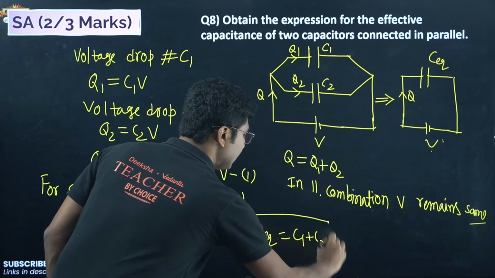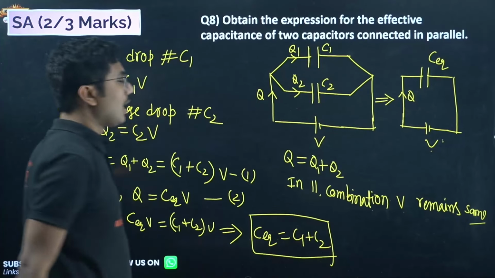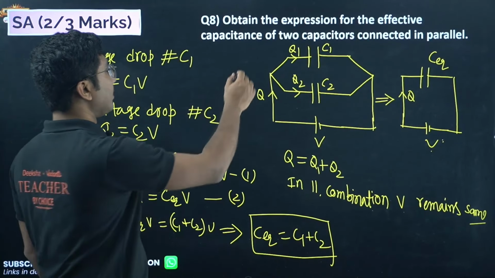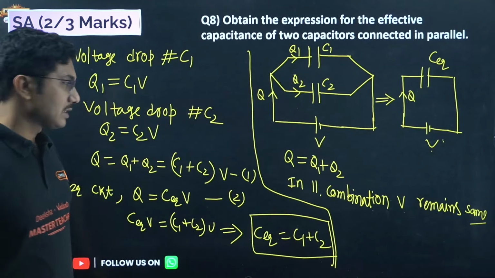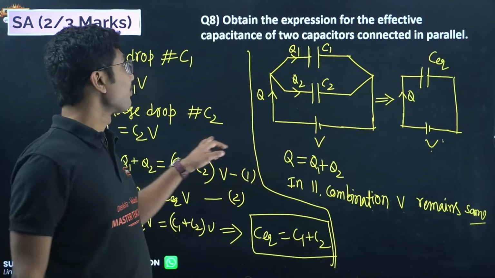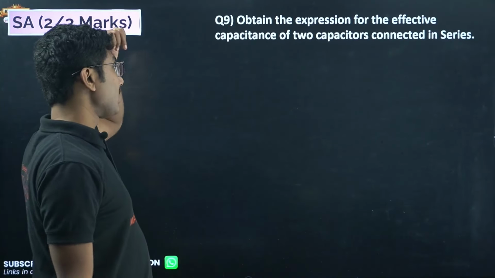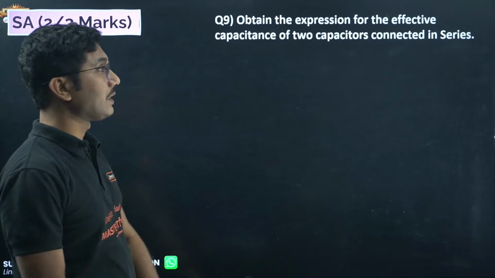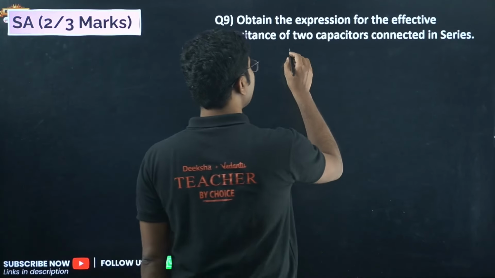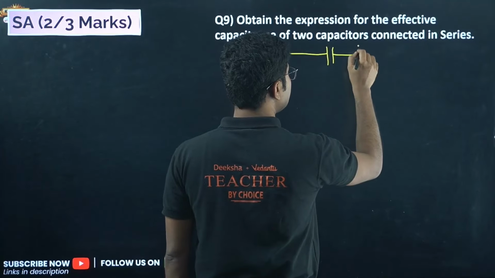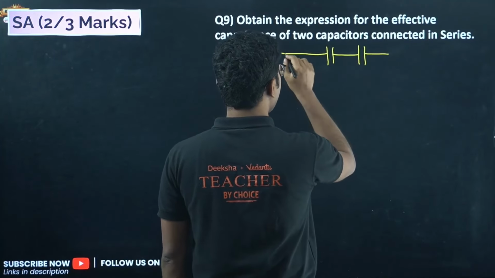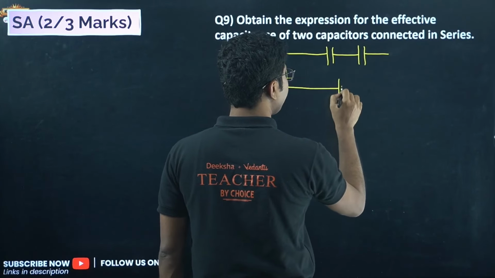Very simple, easy derivation. But out of parallel and series, one derivation is very important. One of them must come in your pre-board. Obtain the expression for effective capacitance of two capacitors connected in series. Now we will do the series one. In series we have two capacitors C1 and C2. Everything is the same. The circuit diagram is almost the same.